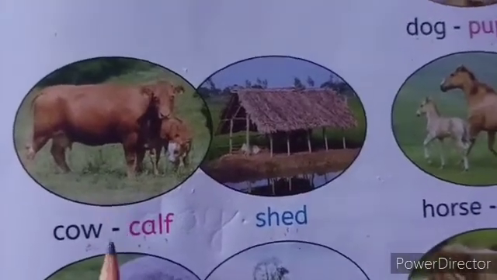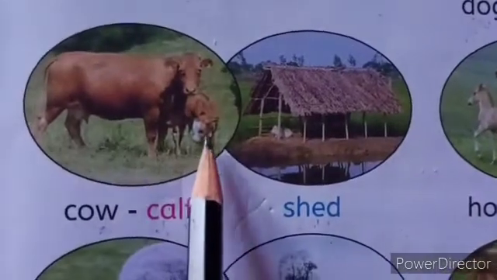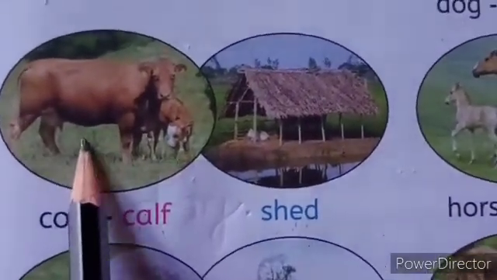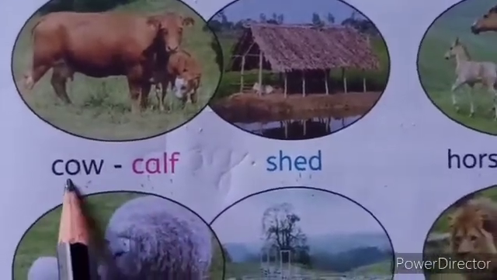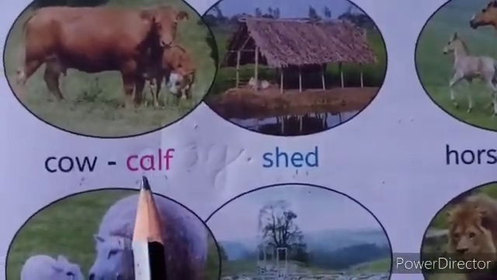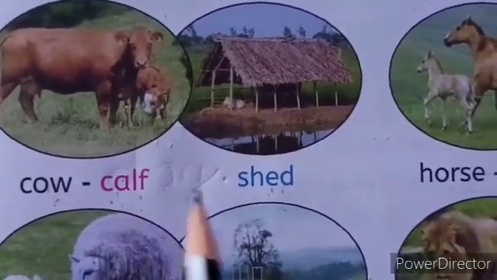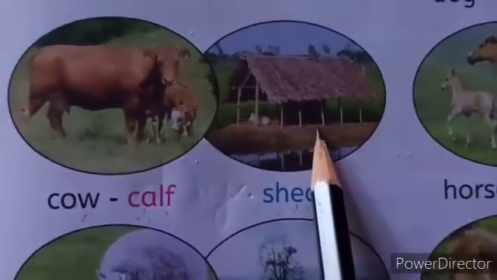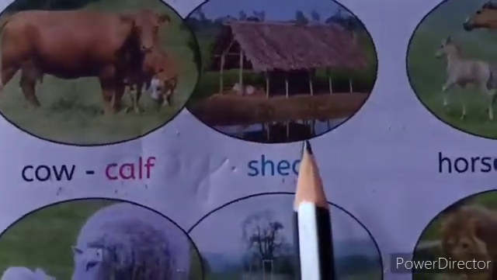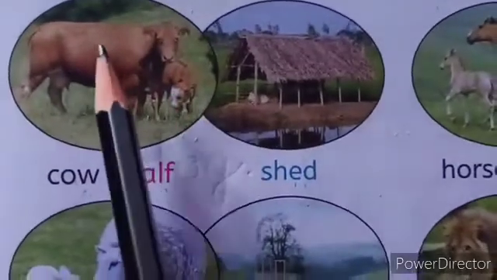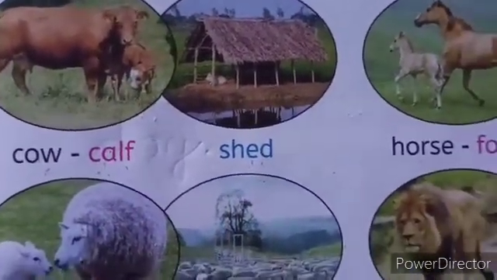See, next one. Cow, young one, calf. What is the spelling of calf? C-A-L-F, calf. Where do they live? They live in a shed. Understand? Cow, calf. They live in a shed. Okay?